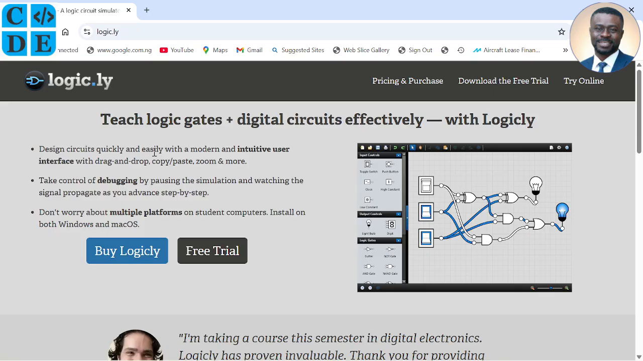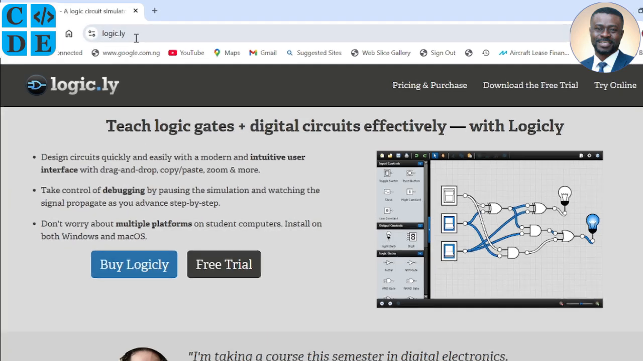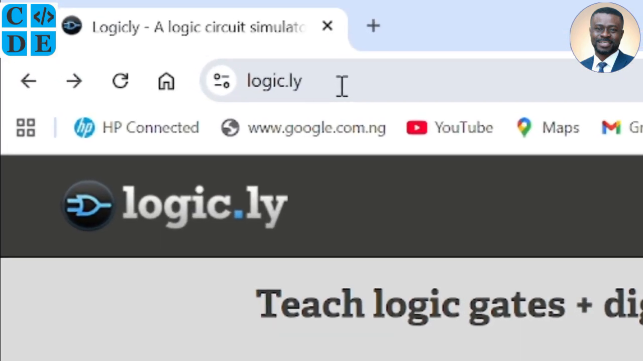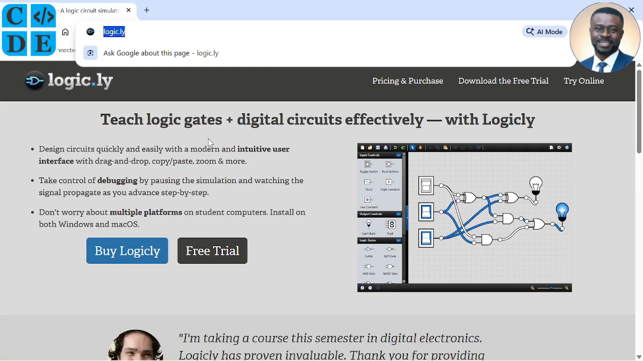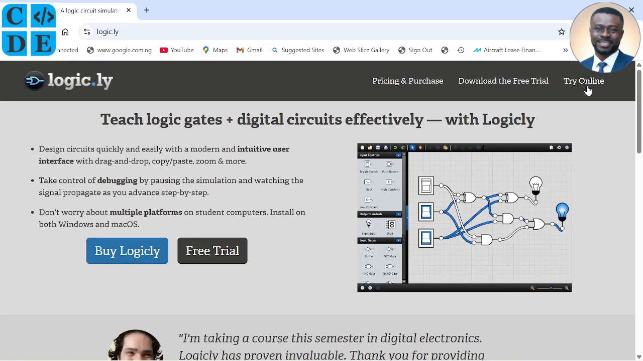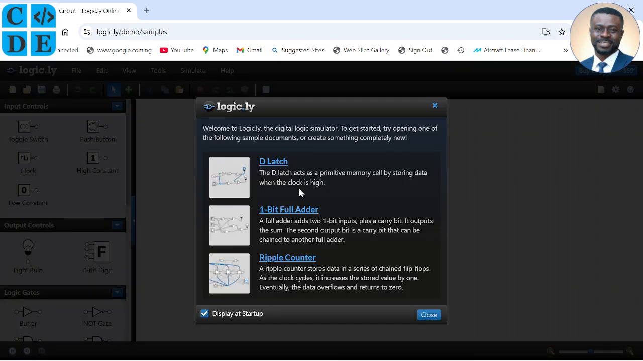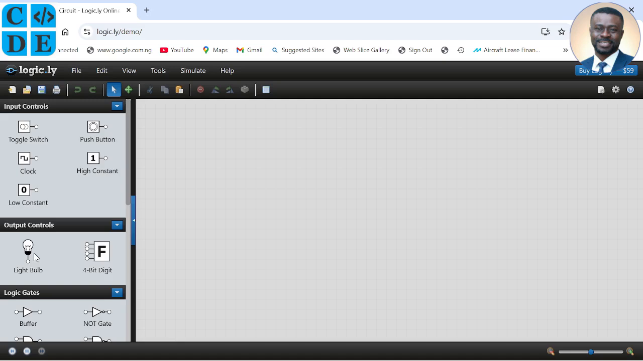So I am going to be using this online logic emulator or simulator to quickly draw this so that you can see how it's done. If you want to use this, please do well to go to logic.ly right there, and then you can try the online version. It's completely free. Then you can close this. Okay, so here you are.